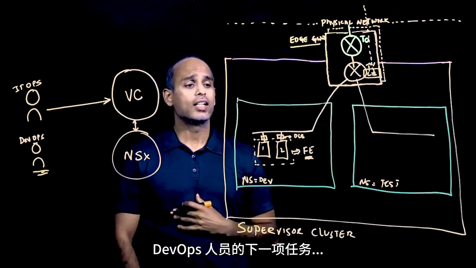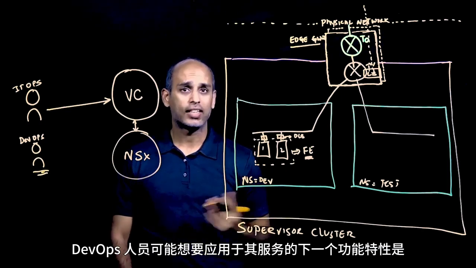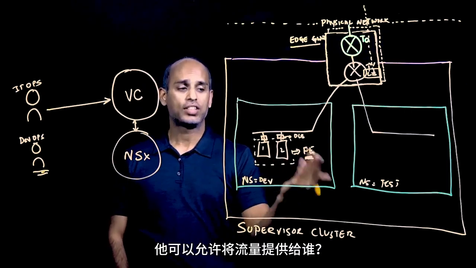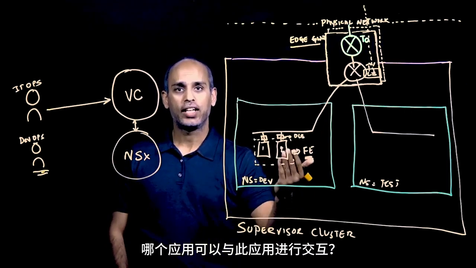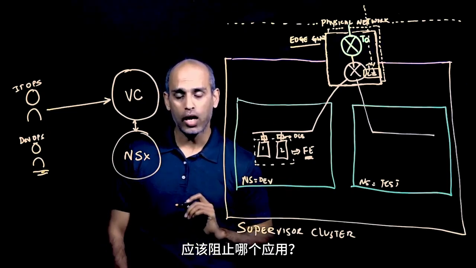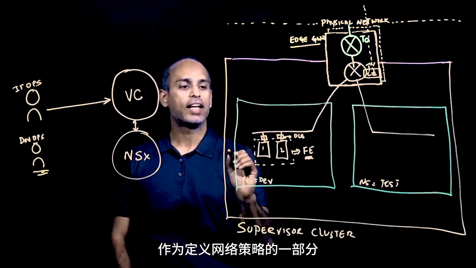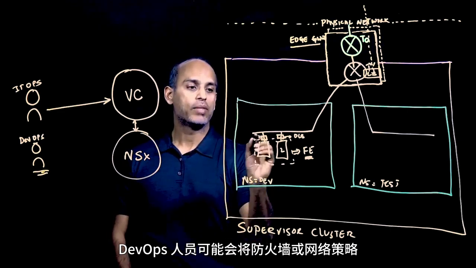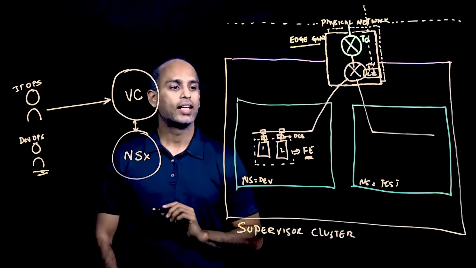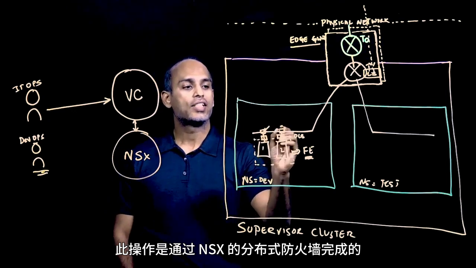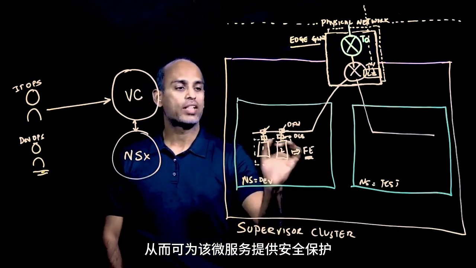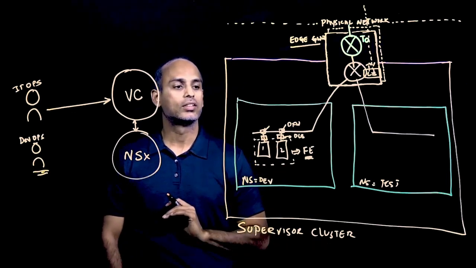The next feature that the DevOps individual might want to apply to his service is who he or she can allow the traffic to, which application can interact with this application, and which application should be blocked. So as part of defining the network policy, the DevOps individual might apply a firewall or a network policy to this microservice. Now this is realized via distributed firewalling by NSX. So that provides security for this microservice.